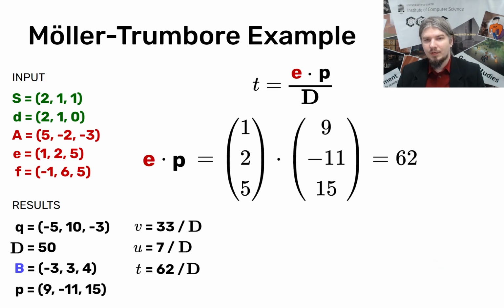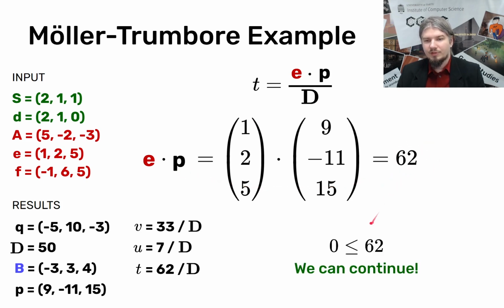The last unknown we're looking for is T. So T is just E dot product P divided by D. We need to calculate this E dot product P. We already know E and P. We calculate this dot product, it's 62.